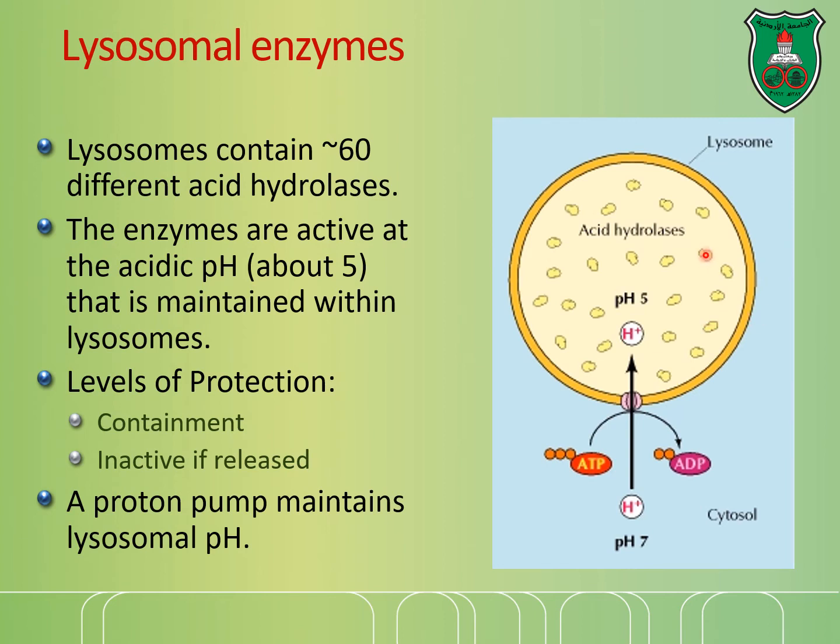The pH inside endosomes, by the way, is about 6. Now, this low pH is maintained by a proton pump that is ATP dependent. So this pump allows for the transport of protons from the cytosol into lysosomes, maintaining an acidic environment inside lysosomes.